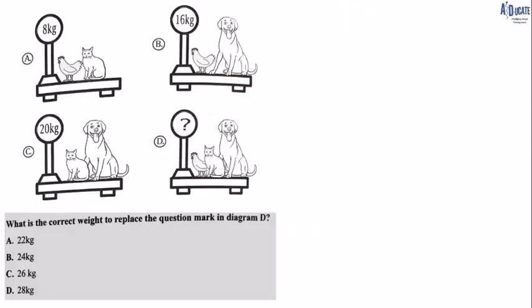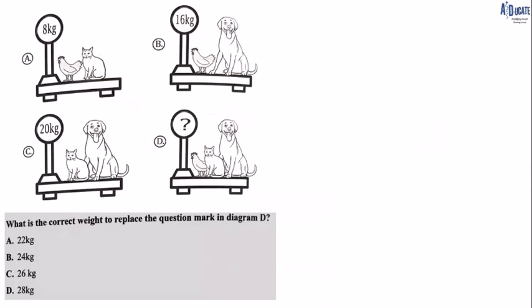So in this question, they give you four pictures, right? Some animals are on a scale in different scenarios. In one case, for A, there's a rooster and a cat. They both weigh 8 kilograms. Then it's the rooster and the dog weighing 16, the cat and the dog weighing 20, and then everybody's on the scale and they want to know what would be their combined weight. So they gave you four options.